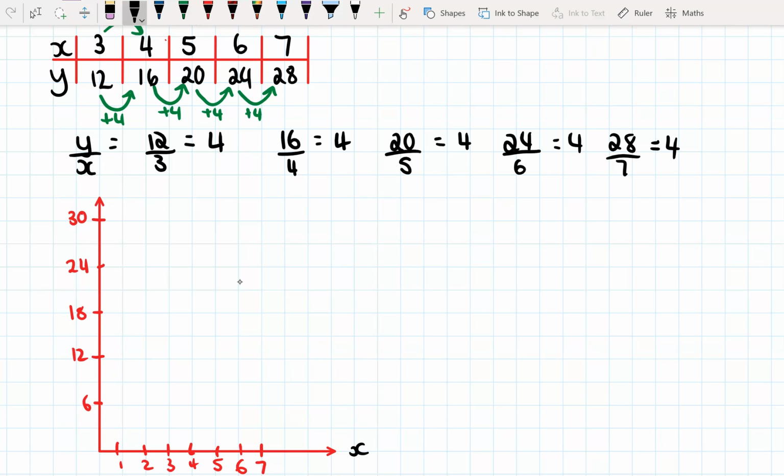Now we have an x here and a y here. Remember, always label your axes. Our first point was 3, 12. Our second point is 4, 16. Our third point is 5, 20. The next one is 6, 24. And then 7, 28. If we draw a straight line through these points, you get this beautiful graph.